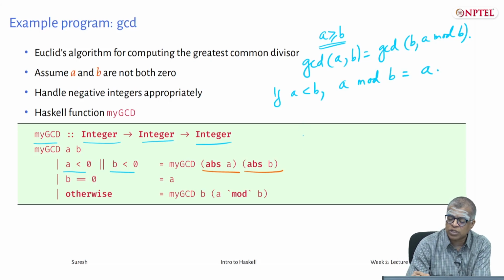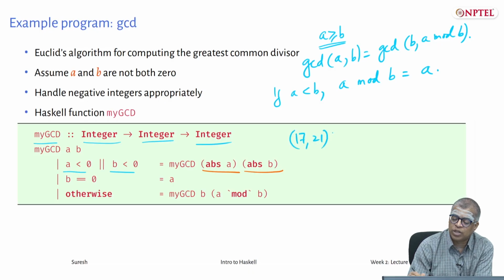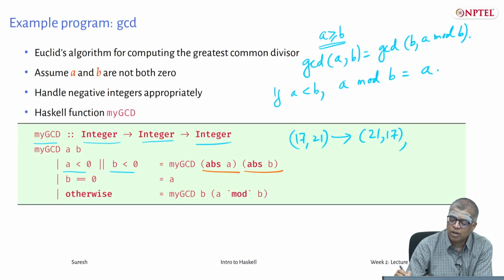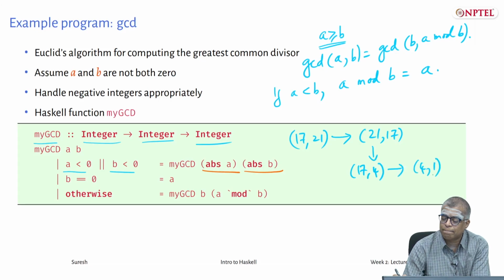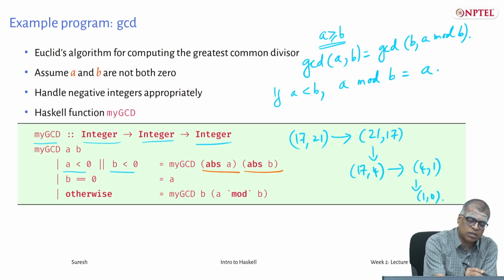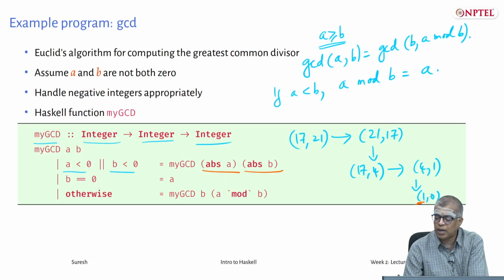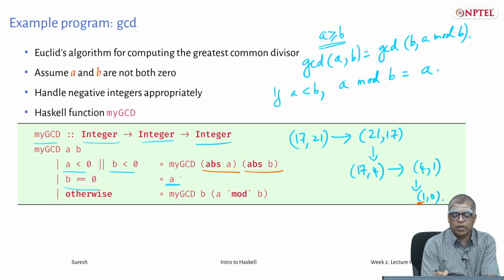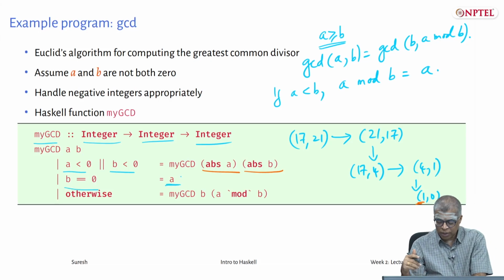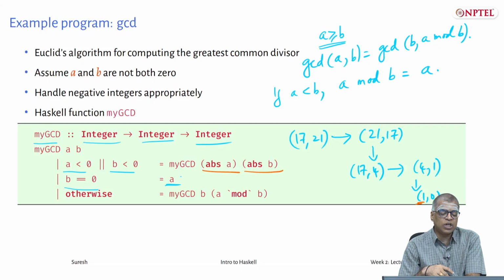So, for instance, if I call GCD with 17 and 21, then in the first step it will switch and it will become 21, 17, and after that it will become 17, 4, after which it will become 4, 1, after which it will become 1, 0, and at this point you will stop and return 1 as the answer, right. If b equals 0, then a is the value, a is the result, right. So this is what I am doing. So this is the GCD function.